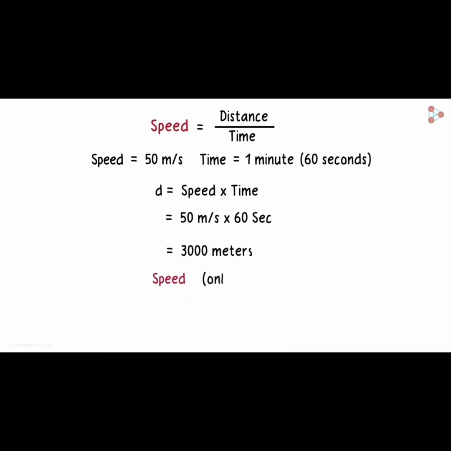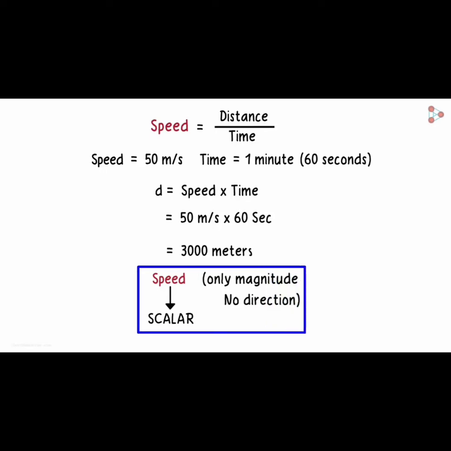Speed offers only the magnitude, making it what we call in physics a scalar quantity. It doesn't specify the direction. It just tells us how much ground is covered in unit time, regardless of the direction traveled. Scalar quantities have only magnitude and do not specify direction.